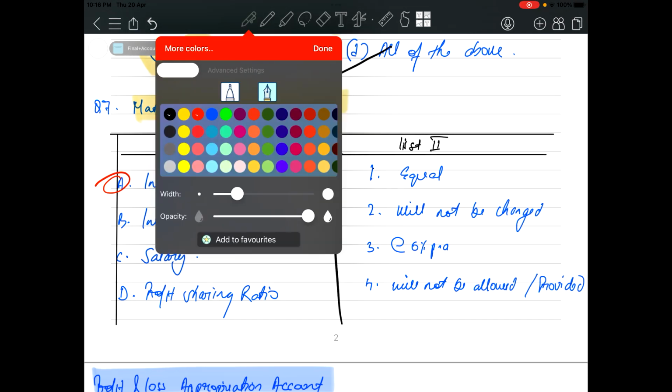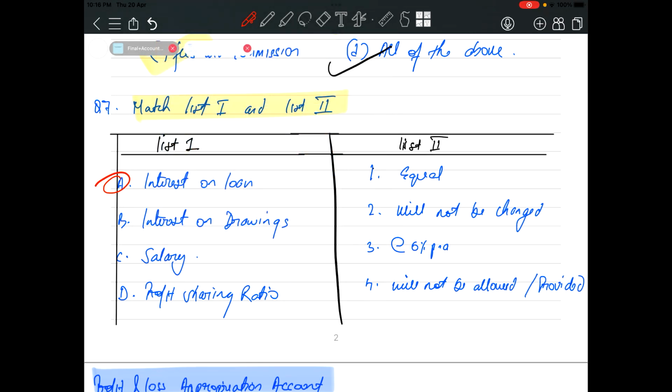So interest on loan, will it be equal? No. Will not be charged? No, it is not correct, right? At the rate 6%, yes, this is the correct answer. And the 4th one is will not be allowed or provided. Interest on loan will always be provided, irrespective of the fact that partnership deed is there or not.